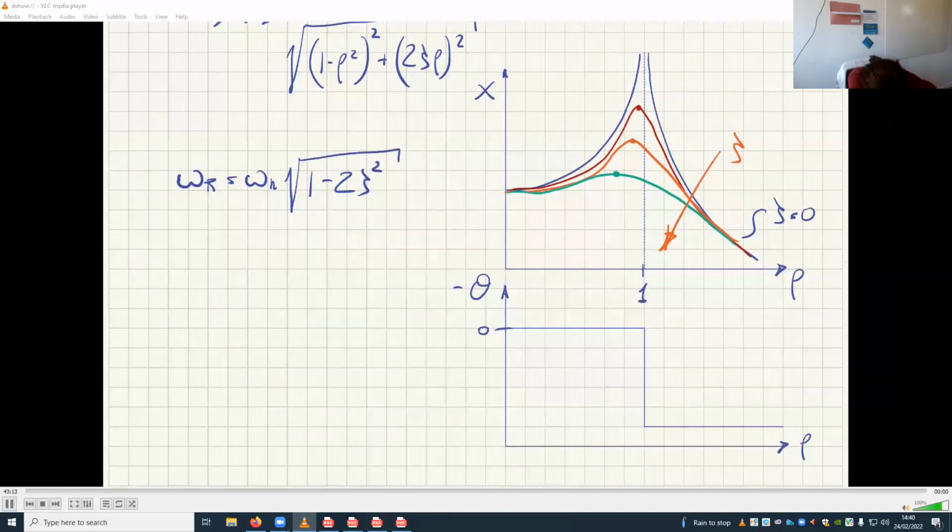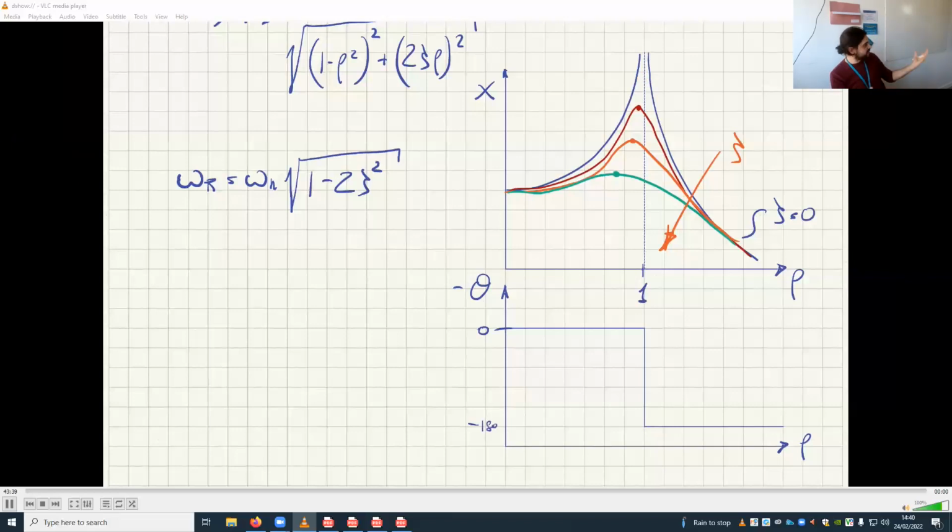So if you have no damping whatsoever, this is what's happening. If you are on this side, your force is in phase with the displacement. If you are on this side, your force is out of phase with the displacement. 100% in phase, 100% out of phase. There is no in between. Because if you are in between, everything explodes anyway.